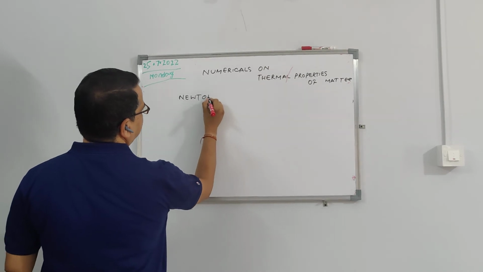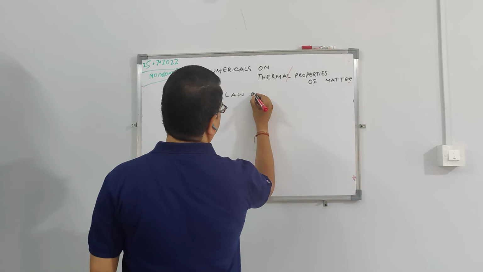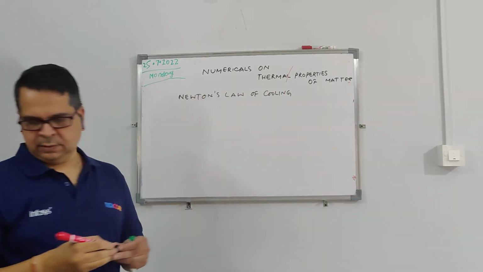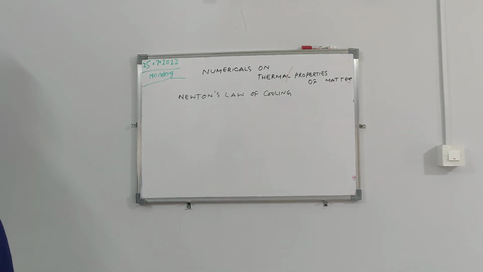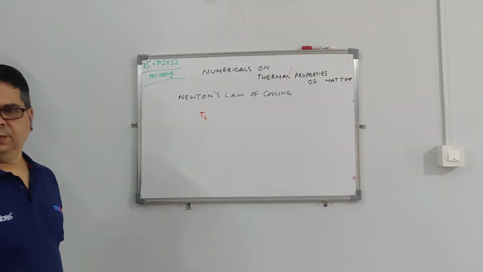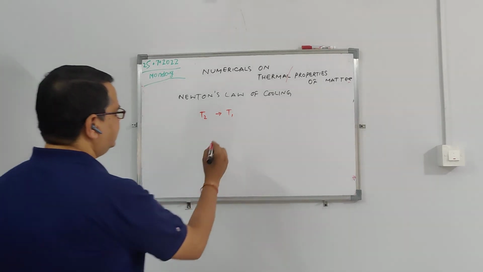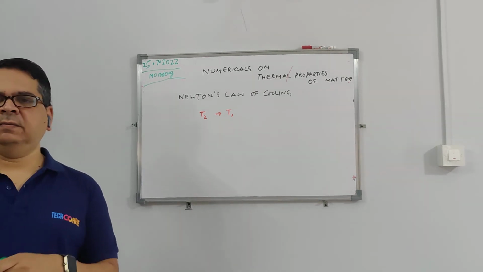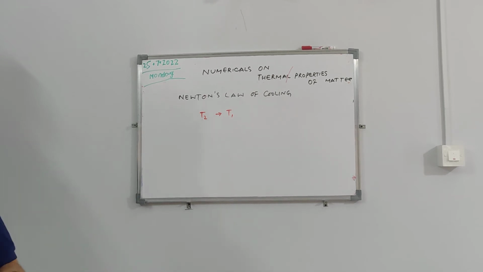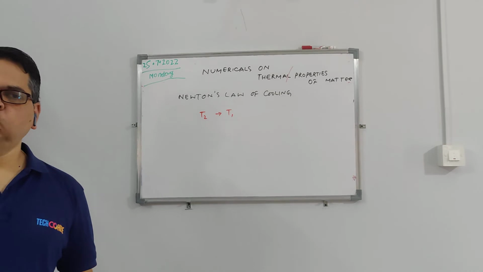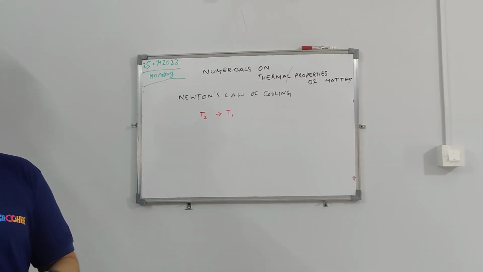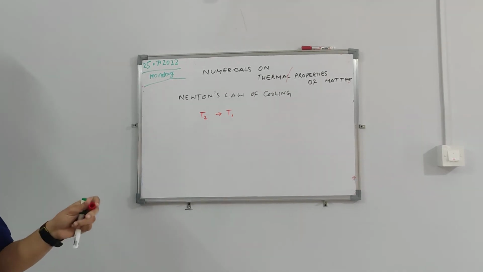So Newton's law of cooling. These are all related to radiation. So the governing equation of Newton's law of cooling is like this. Let us say your body is at temperature T2. It is getting cooled to temperature T1. The question they will ask is how much time is taken when the surrounding temperature is, let us say, 20 degrees, and you have some water at 80 and it gets cooled to 60. So how much is the time taken? That kind of questions will be asked.